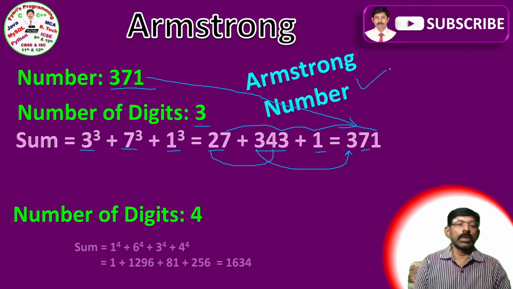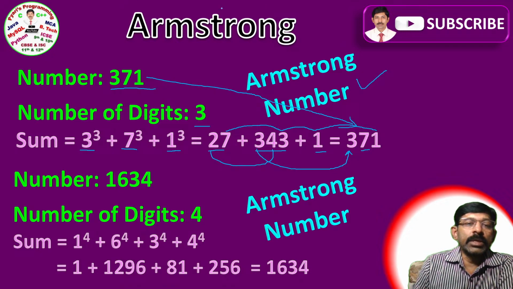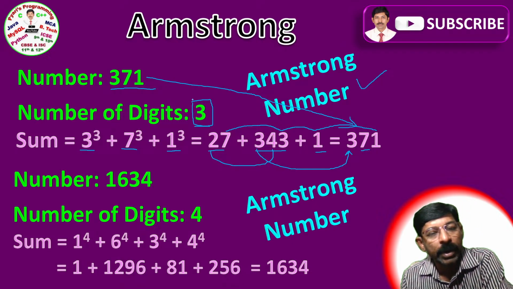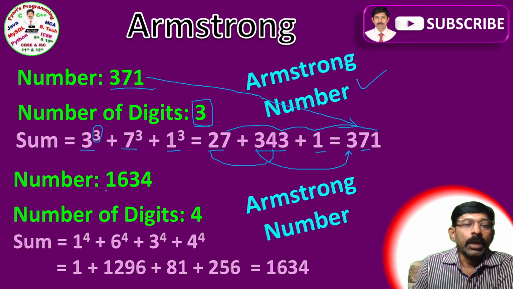Let's take one more example. Why I'm saying number of digits, that I will prove over here. If the question says write a program to accept a 3-digit number and check whether it is a prime number, Armstrong number or not, then in all the cases your 3 must be constant. But if the number is not a 3-digit number, then we cannot take power 3. It must be power 4.